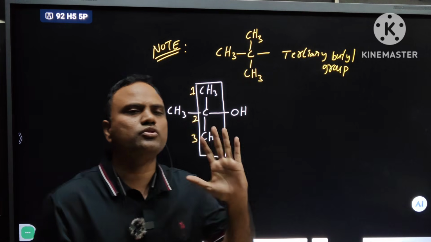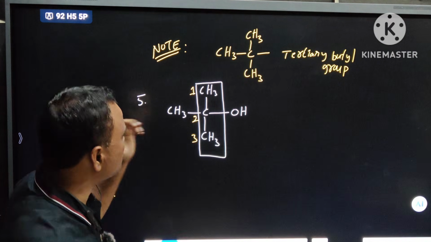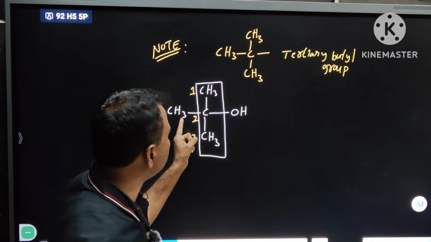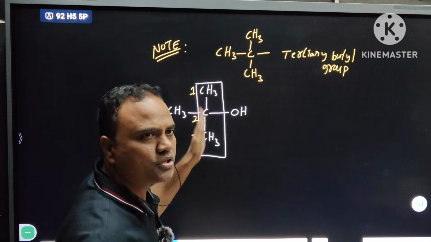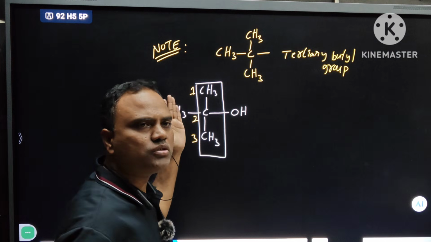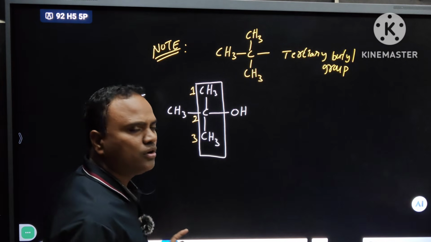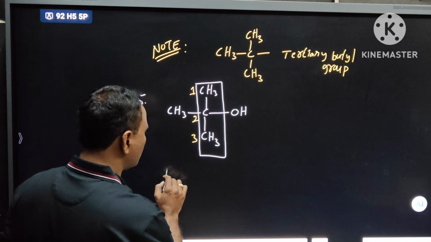First of all, we should mention the name of the substituent. What is the substituent name here? Methyl. This is the main chain, the parent chain. Methyl is not present in the main chain, so it is outside. This is the substituent. And what is the position of that methyl? Second position. 2-methyl.